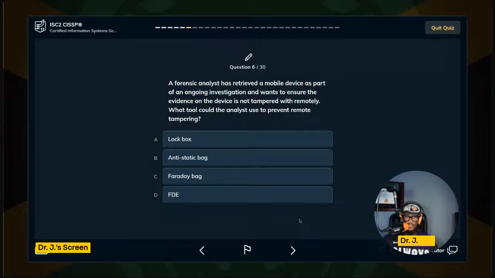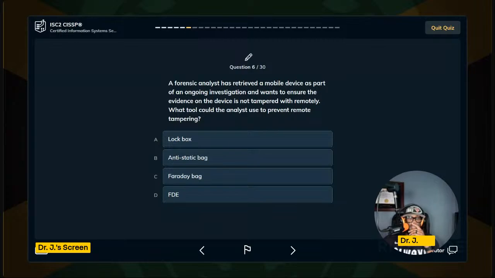I don't remember what Delta is. A Faraday bag is going to prevent any unwanted signals getting to that device, like if you put it in a bag or a box, if you will, or case. Not gonna be lockbox. Yeah, Faraday is gonna block off any signals from getting to it.